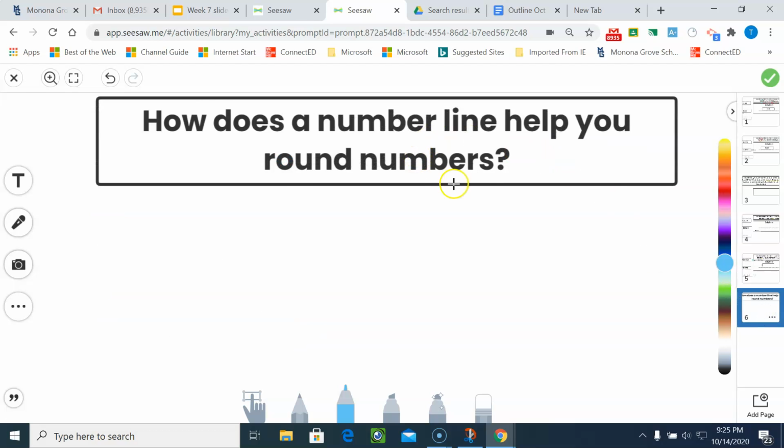And then finally, you need to tell me, how do number lines help you round? I hope that this little video helps you as a redo for you to redo your work today. Sorry, it was so frustrating. Hopefully this helps. You guys are awesome.